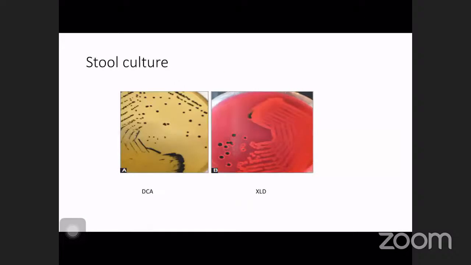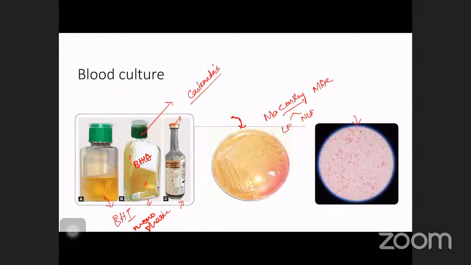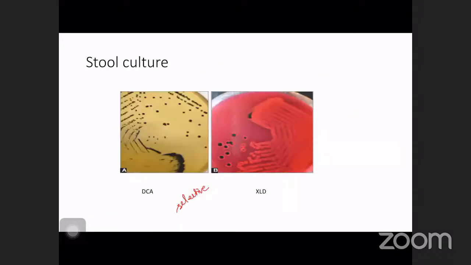Coming to the stool culture, in the fecal material you can see so many commensals there, and therefore we have to use a selective medium. So what we are using here is the DCA medium and the XLD medium. DCA is deoxycholate citrate agar and XLD is xylose lysine deoxycholate agar. Here we have a substance called deoxycholate, which is also called bile salt. It will inhibit the commensal organisms. Because of this we are using these selective media for stool cultures. But in blood we usually do not have any commensal organisms. Anything which is present is a pathogen, and therefore we do not need any selective media.